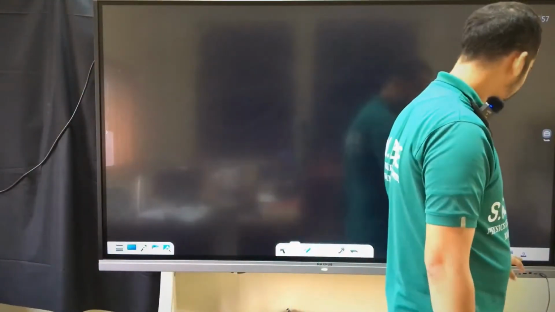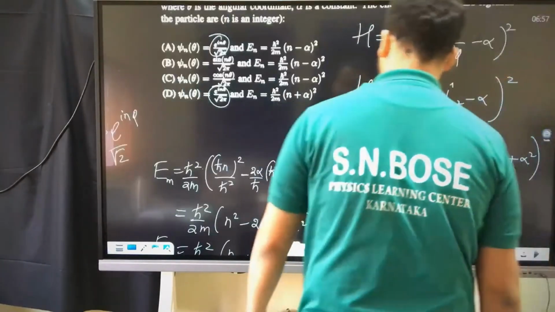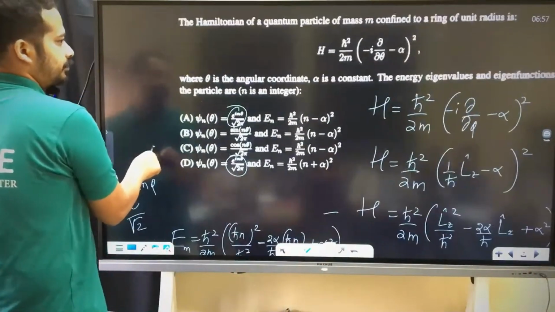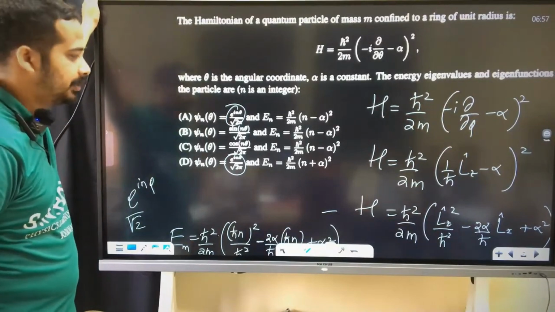There is another way actually to solve the problem. Can you tell me how? What is another way? I think that is a bit time consuming.